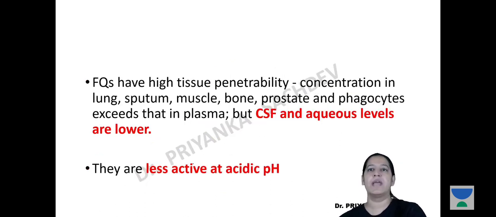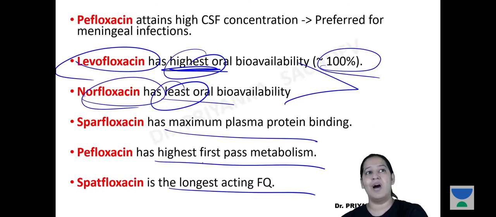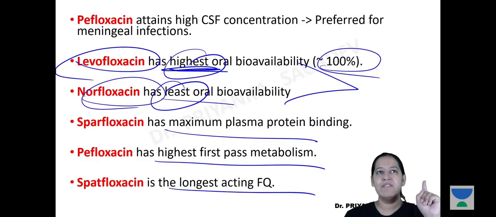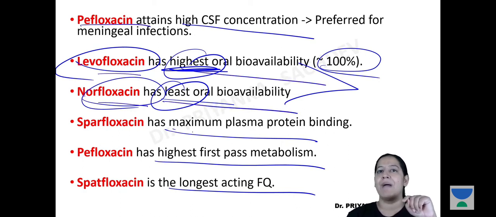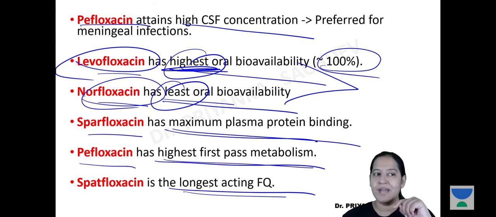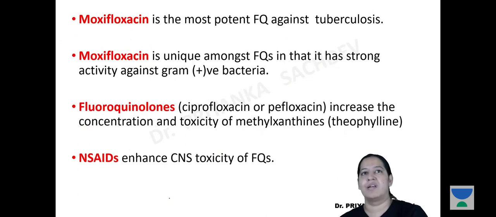Okay, so these are the one-liners you have to learn. There is no escape. The one having the highest CSF concentration is pefloxacin. Highest oral availability is levofloxacin. Least oral availability is norfloxacin. Maximum plasma binding is sparfloxacin. Highest first pass is pefloxacin. Longest acting is sparfloxacin. You have to learn it.